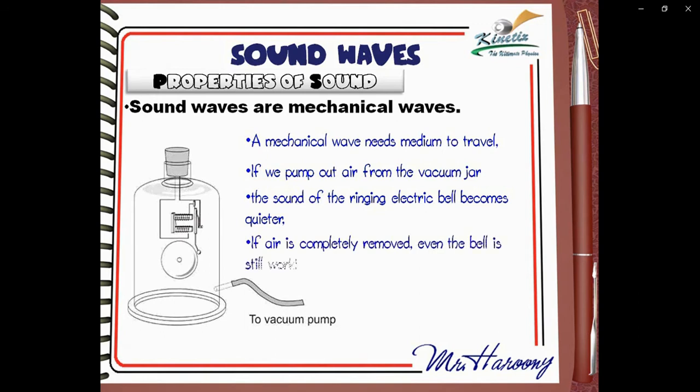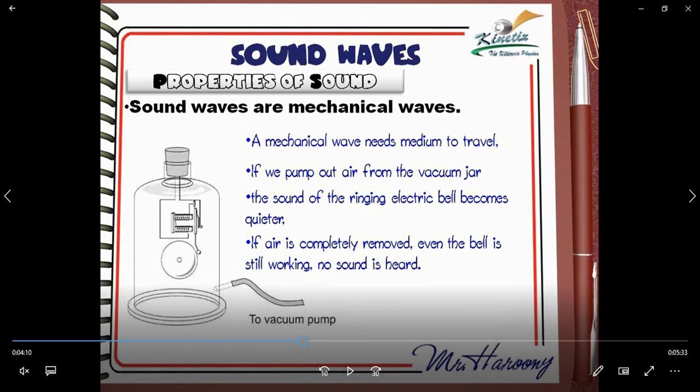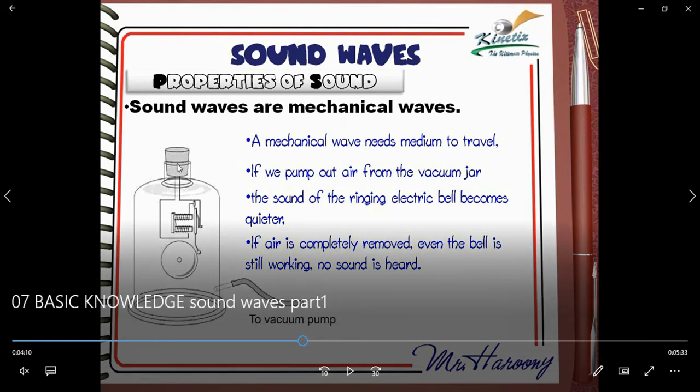Here we are going to learn about an experiment showing that sound waves are mechanical waves. How can we understand that sound waves are mechanical waves? You can see a vacuum pump, and inside the vacuum jar you can see a bell, a cork, and electromagnets. A mechanical wave needs a medium to travel. If we pump out air from the vacuum jar, the sound of the ringing electric bell becomes quieter.